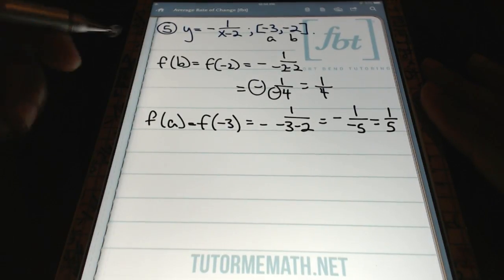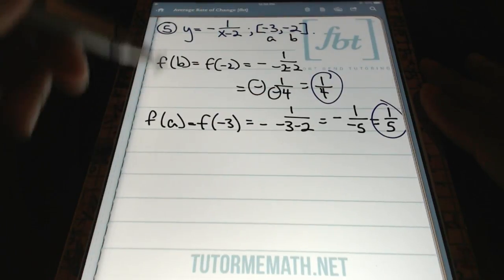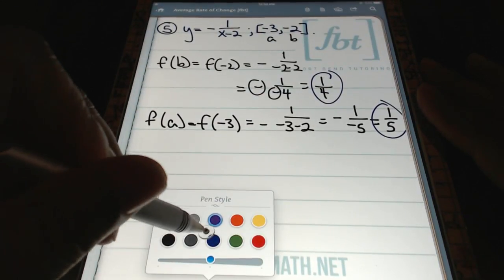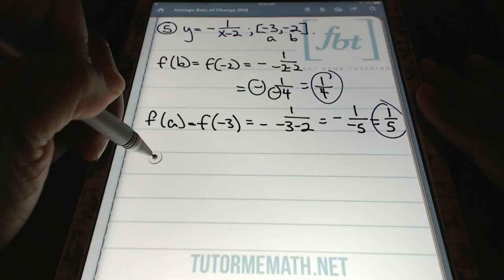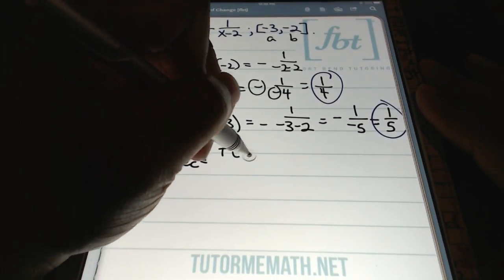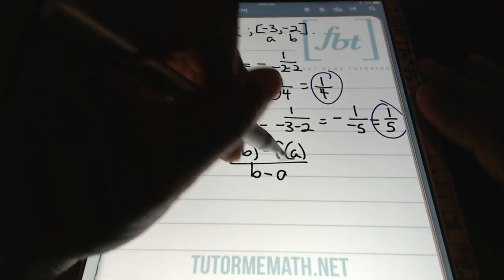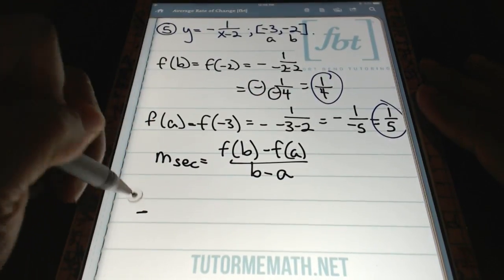All right, here we have it, guys. We have our 1/4 value. We have our 1/5 value. And, of course, we have the formula that we'll be using to find the slope of the secant line, which, in this case, is f of b minus f of a divided by b minus a. Let's go ahead and plug in these values and simplify.